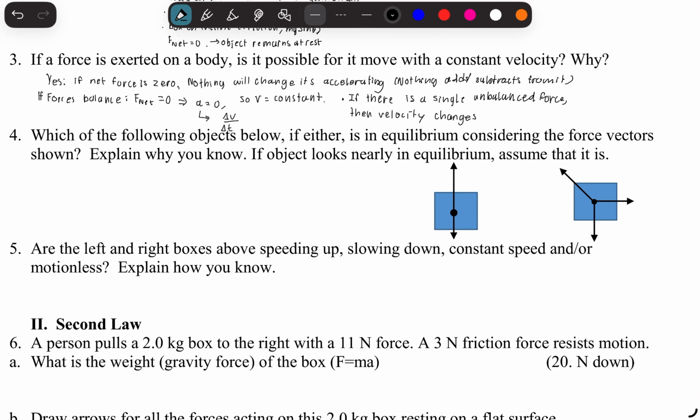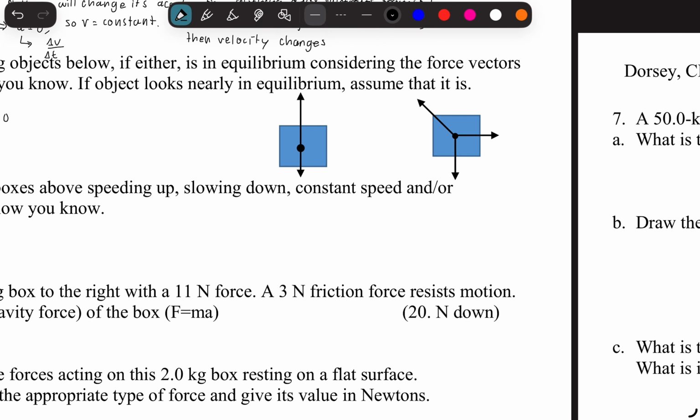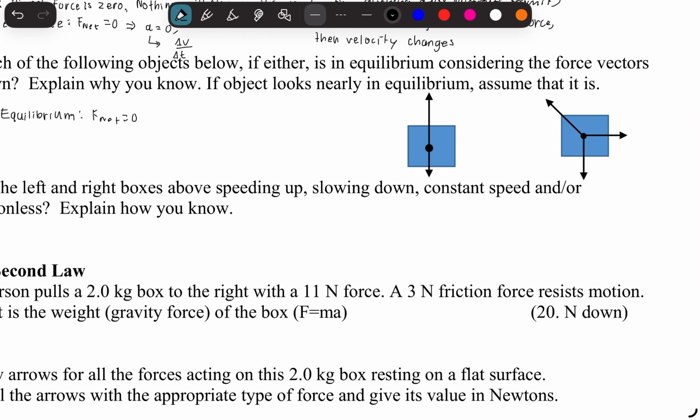Which of the following objects below, if neither, is in equilibrium considering the force vectors shown? Explain why you know. If objects look nearly in equilibrium, assume that it is. Well, we know the definition of equilibrium is that the F net is going to equal 0. On the left box, we can see an up arrow and a down arrow. But we can see that the sizes are not the same. So that means it's not in equilibrium. Different sizes.